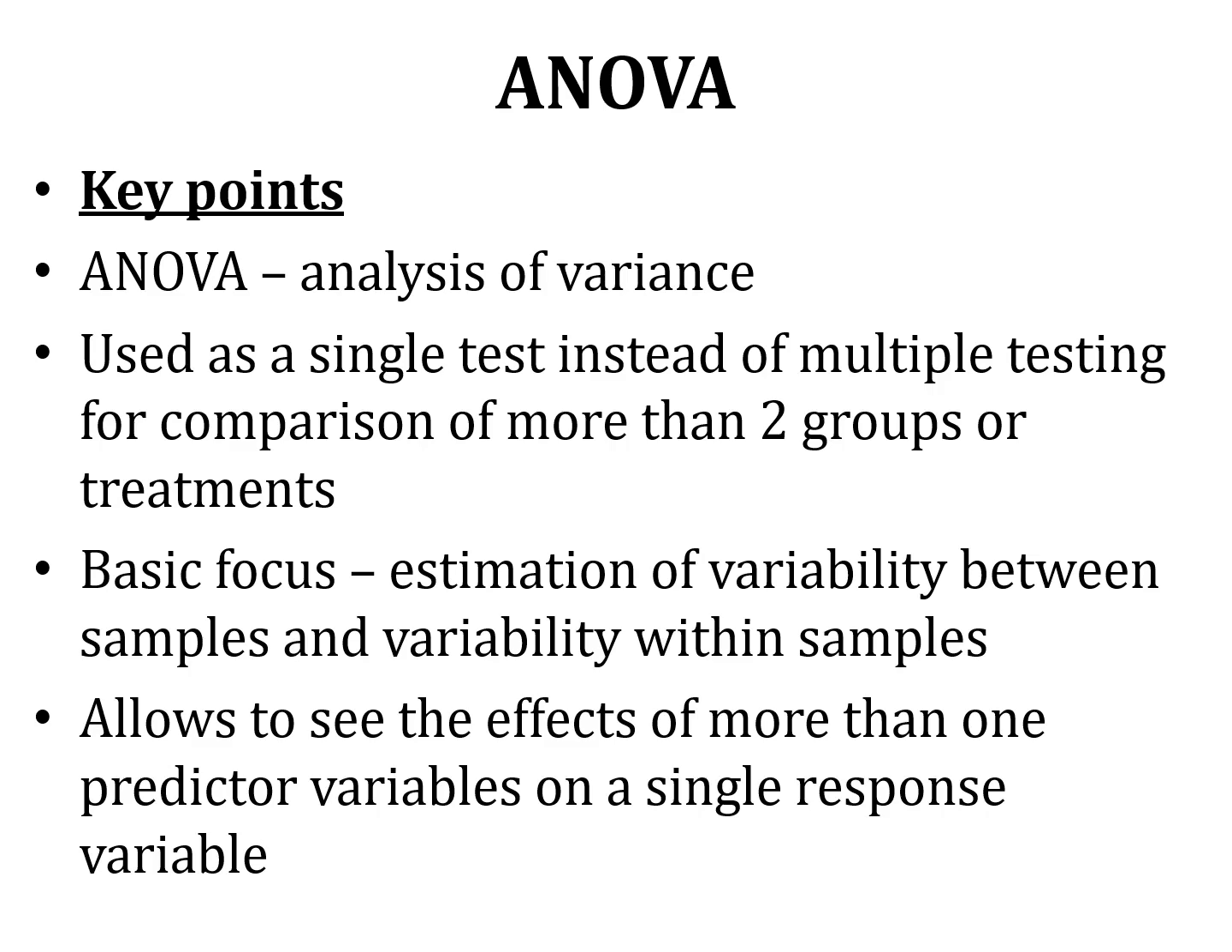ANOVA allows us to see the effects of more than one predictor variable on a single response variable. So if we have more than one predictor variable and we want to see their effects at the same time on the response variable or the measurement variable, then we can do that through ANOVA. So these are the key points to remember.